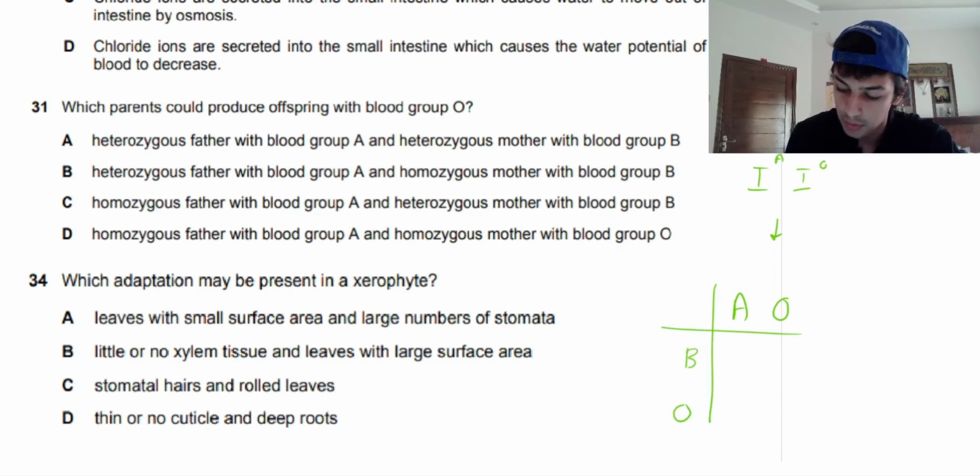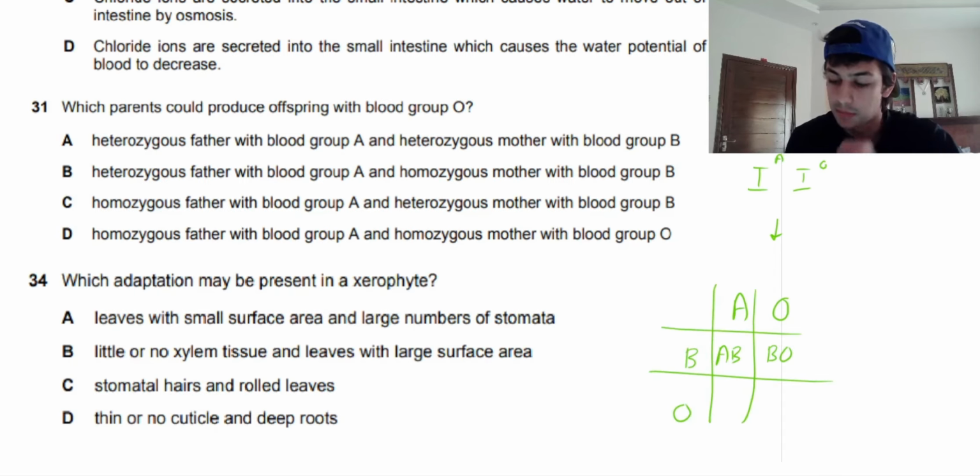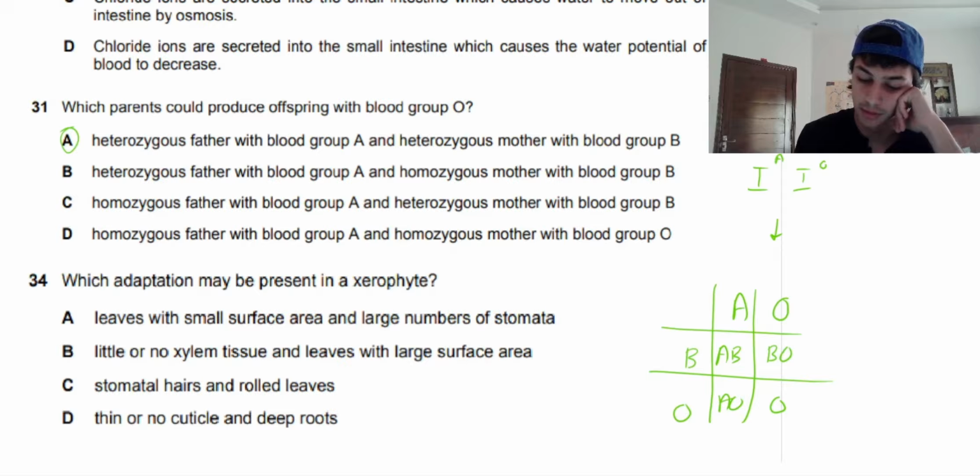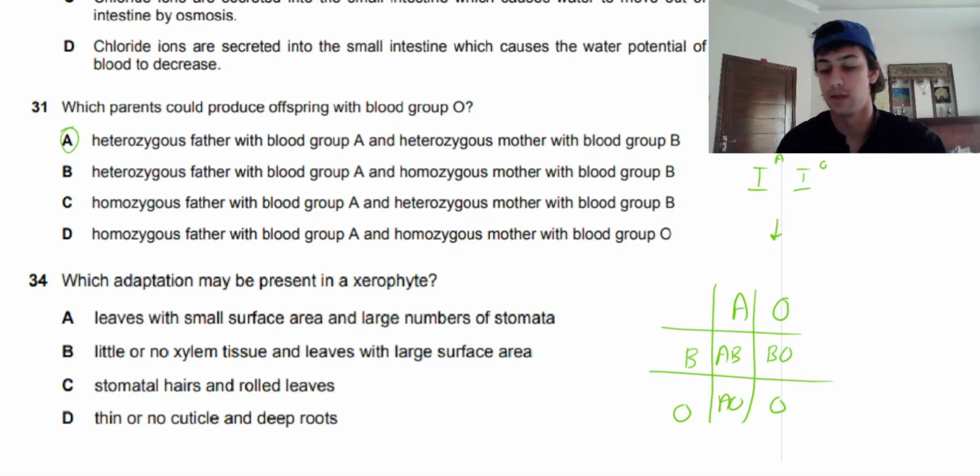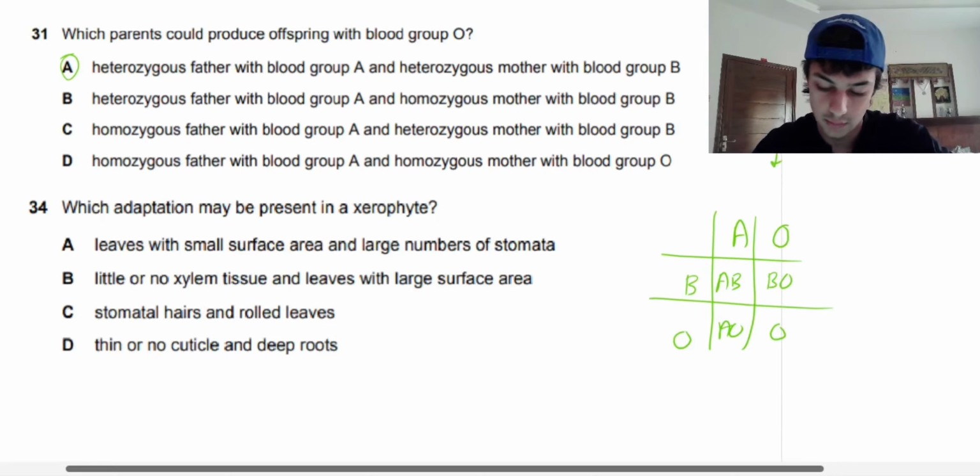So we can see that if we Punnett square बनाए, it's going to be AB, it's going to be BO, which is basically blood group B, blood group O, and then we can see O forming here, so it should just be A. बाकी options को like ज़रूरत भी नहीं है देखने की, because like we already know कि A जो है ना वो O ही बनाएगा.